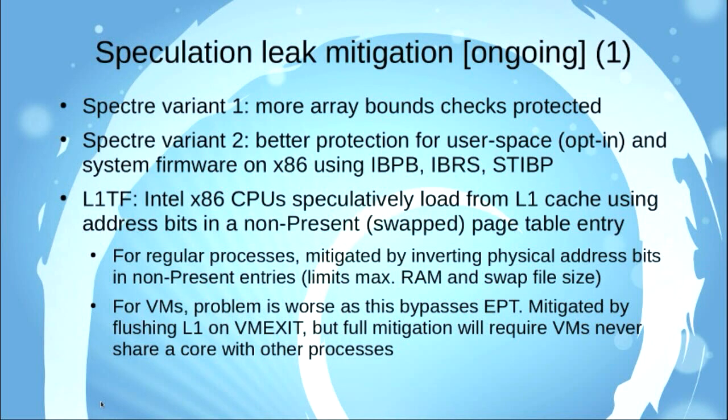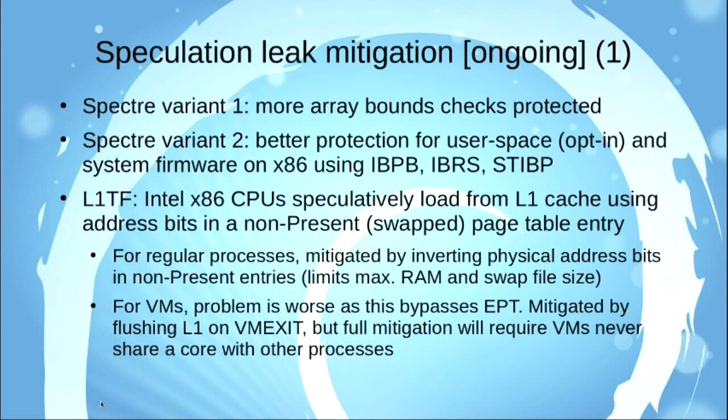Now, if the guest VM creates non-present page table entries, those will go through the first level of address translation, and then the EPT won't be used. So it's then able to speculatively access any physical address that the host used and put into the L1 cache. So that's mitigated by L1 flushes on, I think it's actually VM entry, not VM exit.